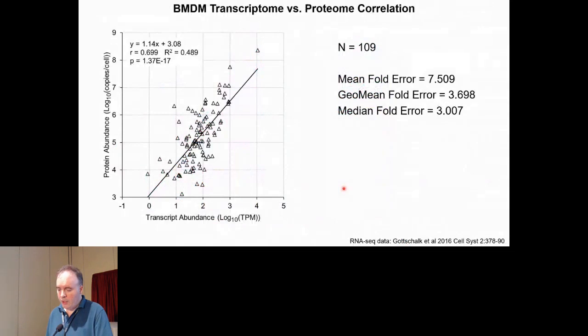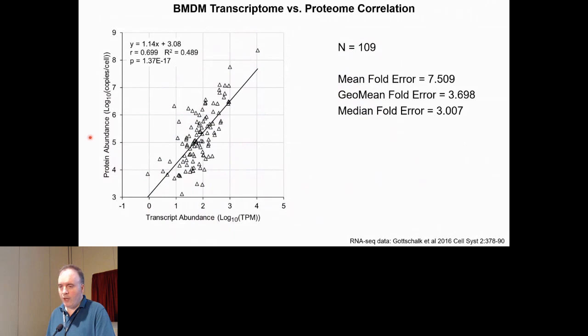A former postdoc in the lab did RNASeq of BMDMs grown up the same way we did. And so I took her data set and looked for a correlation by comparing it to our data set. And there was a correlation. It's R squared of 0.489, moderate correlation.